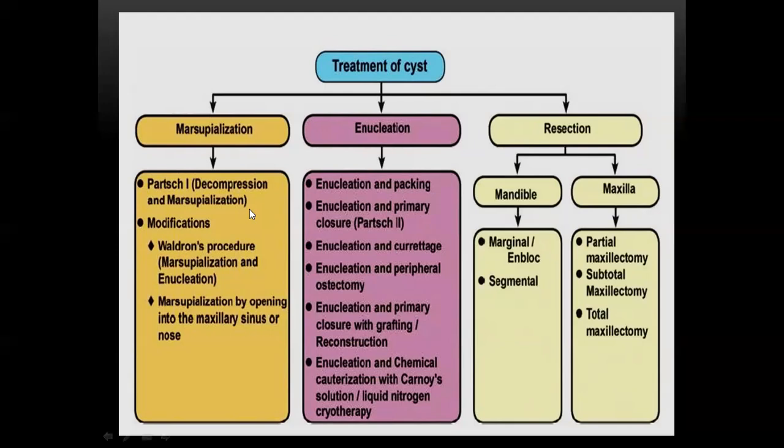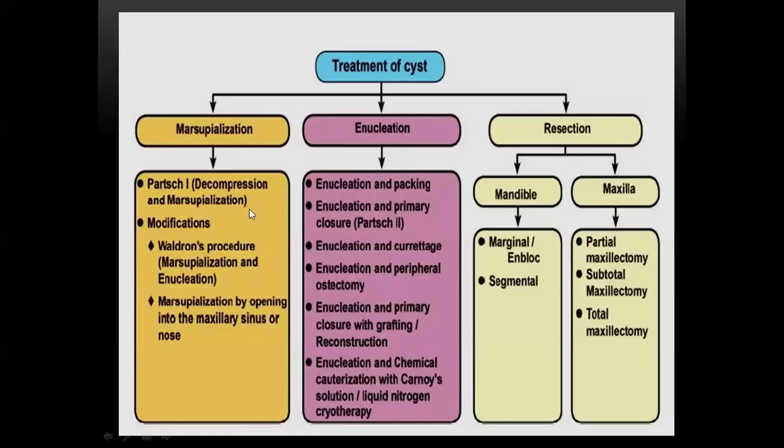So coming to marsupialization, there are two techniques, called the Partsch 1 technique and the Partsch 2 technique. Partsch 1 is nothing but either decompression or marsupialization, so it's called a cystotomy. Whereas Partsch 2 is called Waldron's technique, which includes cystectomy.